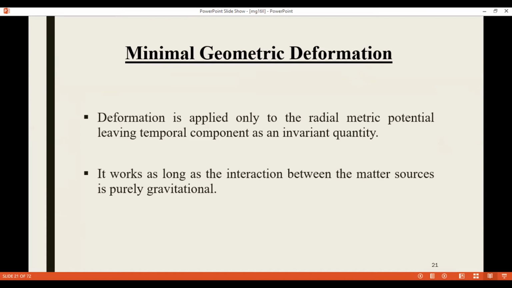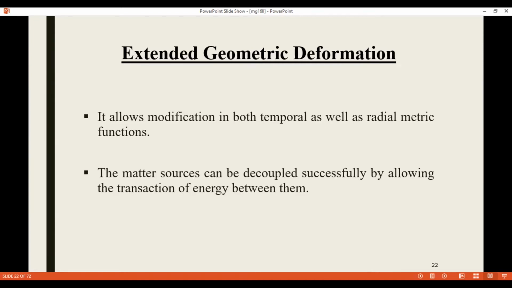In the minimal geometric deformation, it is applied only to the radial metric potential, leaving the temporal component as an invariant quantity. It works as long as the interaction between the matter sources is purely gravitational. While in extended geometric deformation, it can allow modification in both the temporal as well as radial metric functions. The matter sources can be decoupled successfully by allowing the transaction of energy between them.